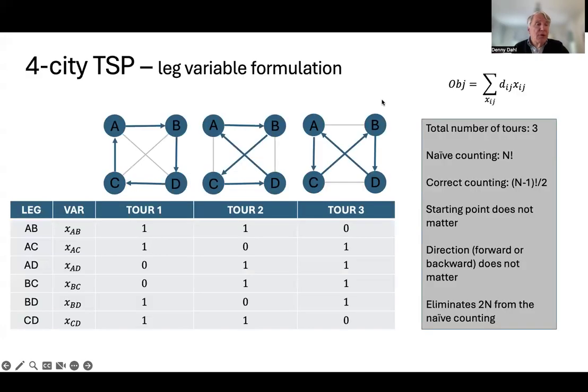In the first encoding scheme, we associate a single variable to each of the six legs, connecting a pair of cities. That's why we call this scheme leg variable encoding. The advantage of this scheme is that it's easy to write the total distance that is taken by a tour. You can see the formula for that on this slide.